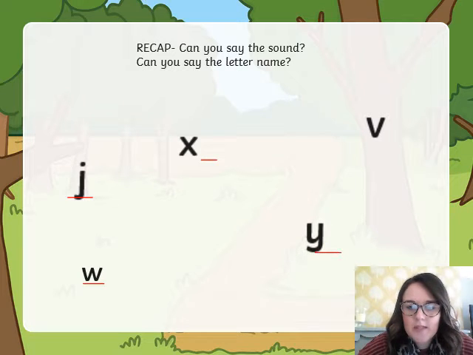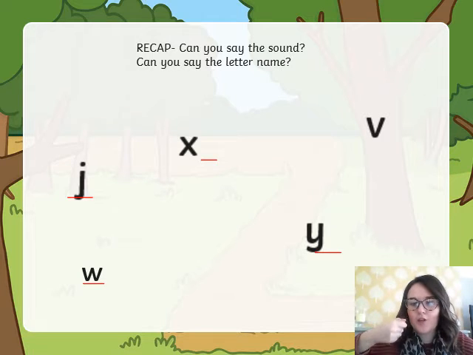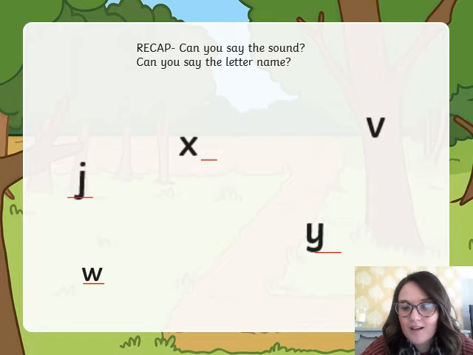This one down here. What's the sound? There's your clue. It's a y. That's right, well done if you got it right. Y. But what's the letter name? It's called a Y. A Y.